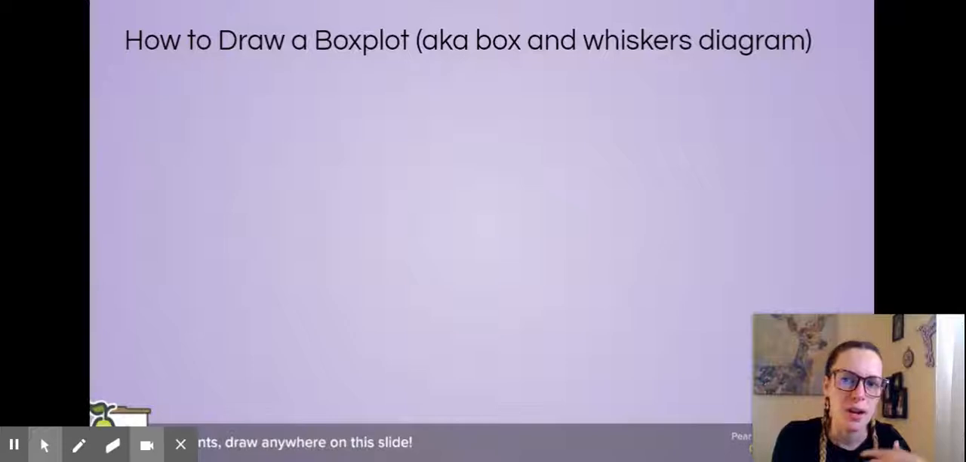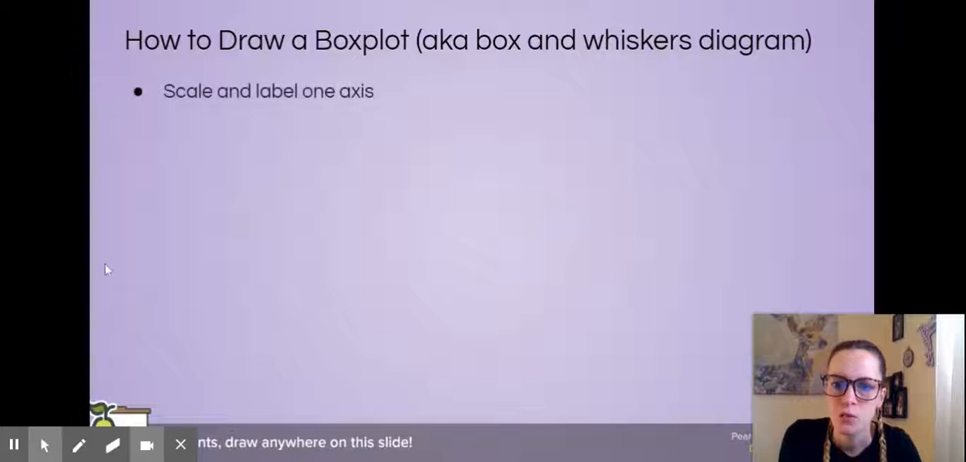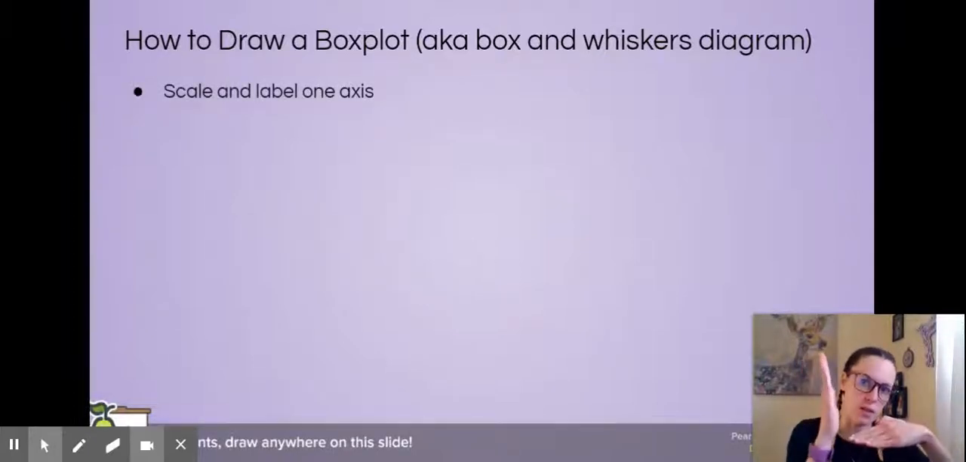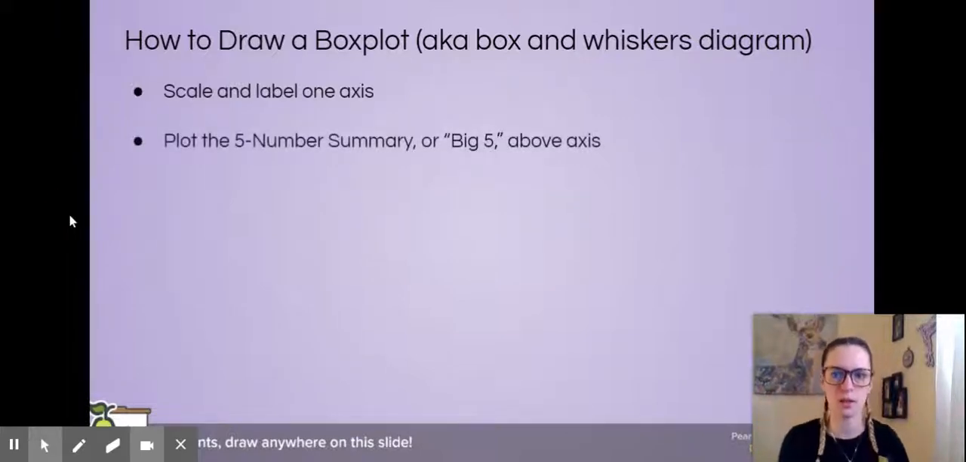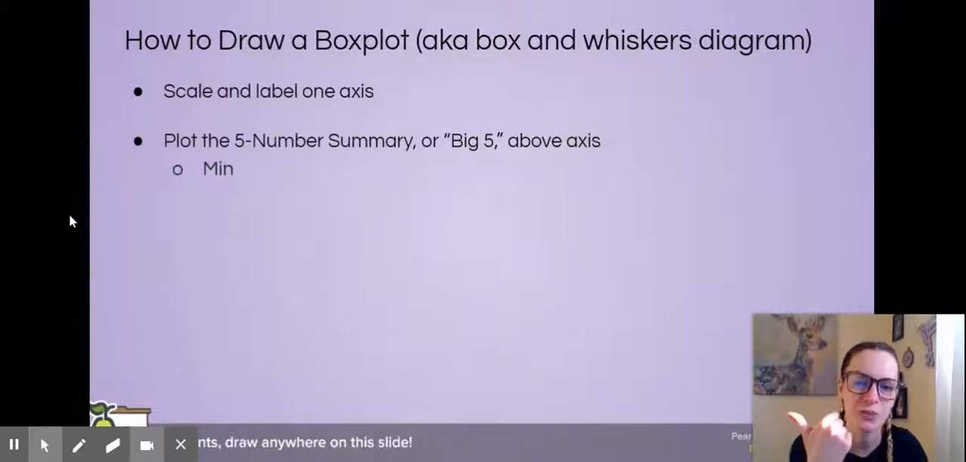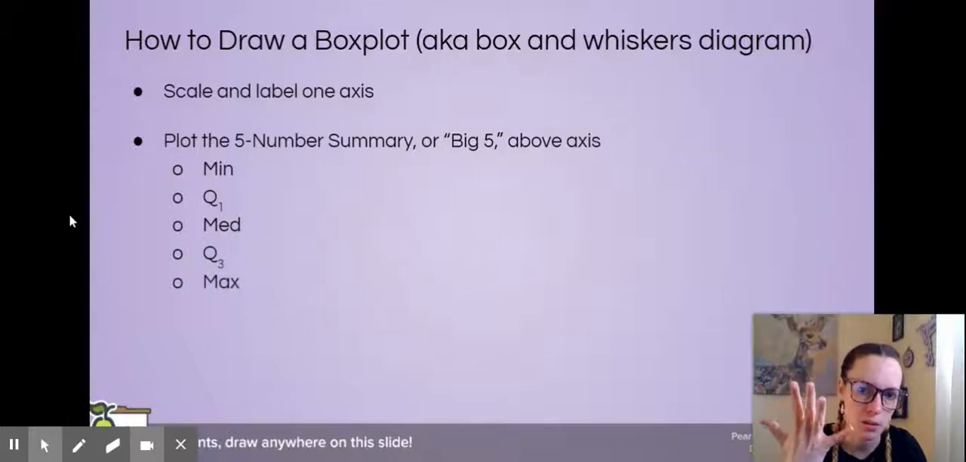All right, so first let's talk about how to draw a box plot, otherwise known as a box and whiskers diagram. First, instead of scaling and labeling both your X and your Y axis, you only have to scale and label one axis. You'll plot the 5-number summary, or the big 5, above the axis. And what we mean by that is you'll find and plot your minimum value, your lower quartile, your median, your upper quartile, and your maximum value.